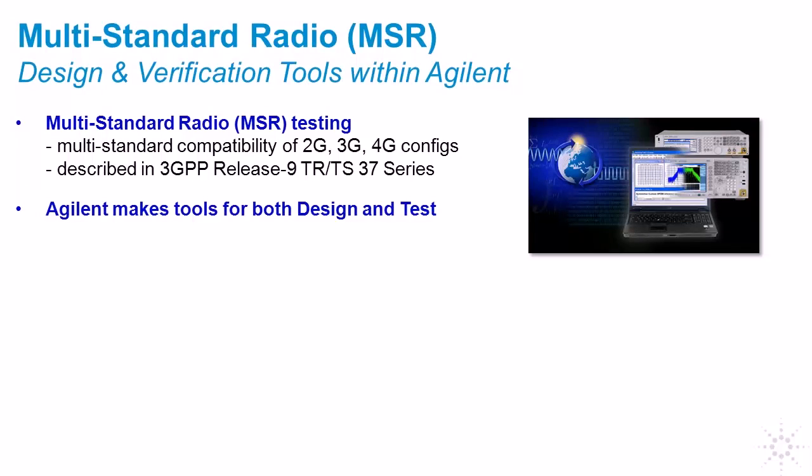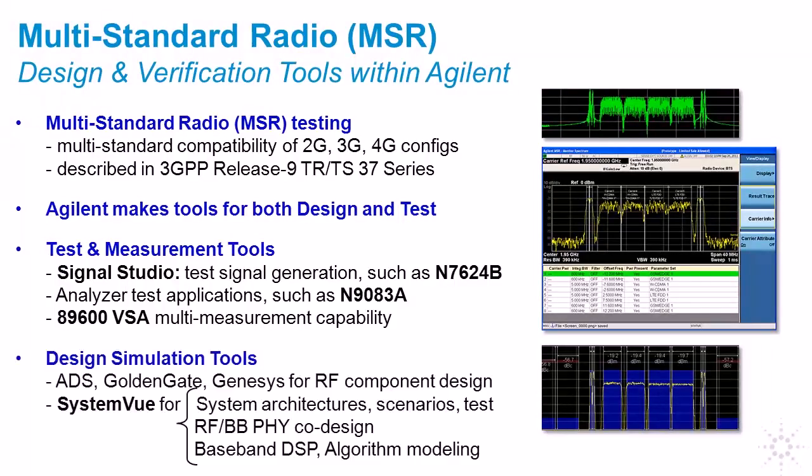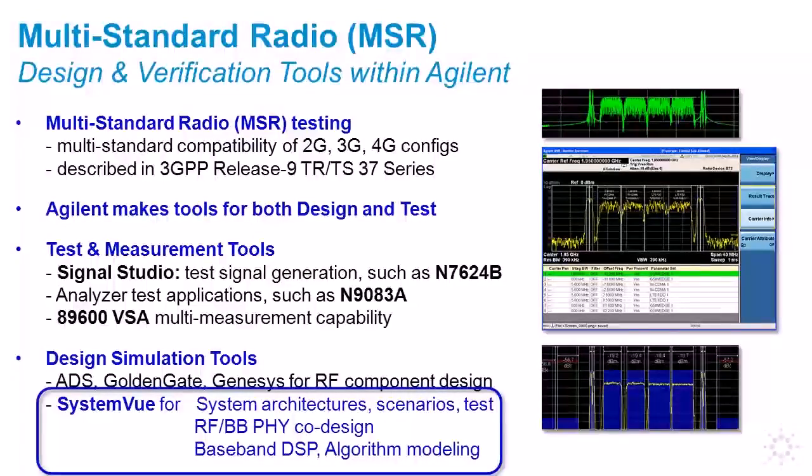Agilent makes a variety of tools for both design and test. Some of the Agilent test products that play in the multi-standard radio space are Signal Studio and the 89600 VSA. In the design space, the Advanced Design System, Golden Gate, and Genesis do RF component design, and SystemVue is applied toward system architectures, scenarios, tests, RF baseband co-design, and baseband DSP algorithm modeling. This video will focus on SystemVue.